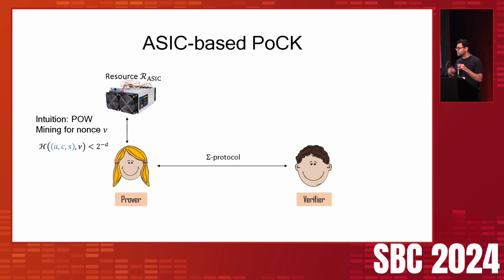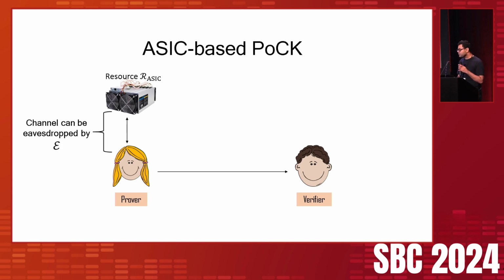So how does our ASIC-based protocol work? As I mentioned, there's a prover, there's a verifier, and the prover will be connected to this ASIC resource. Now the intuition is you will take this Sigma protocol transcript A, C, S and do a proof of work mining on it, so that the hash value of this A, C, S with some nonce is smaller than a target value. And again, the intuition here is that this channel between the prover and the resource ASIC is in plain text, so that can be eavesdropped by our physical instantiation of the extractor.